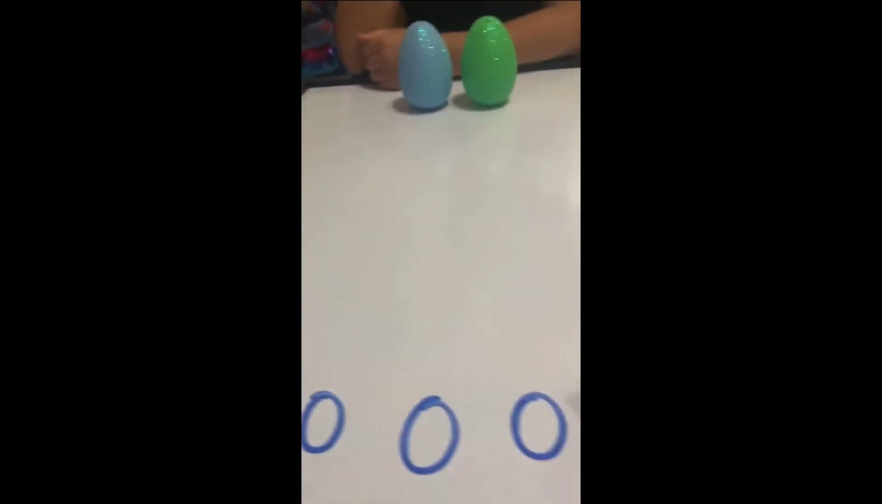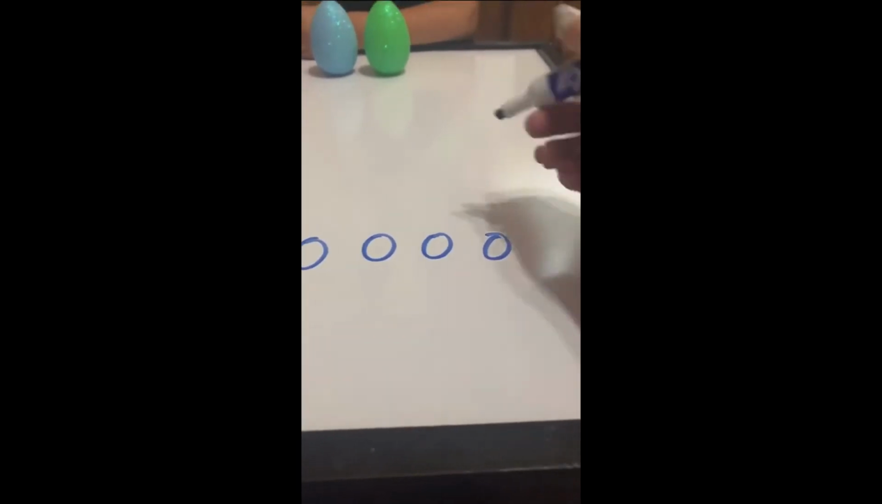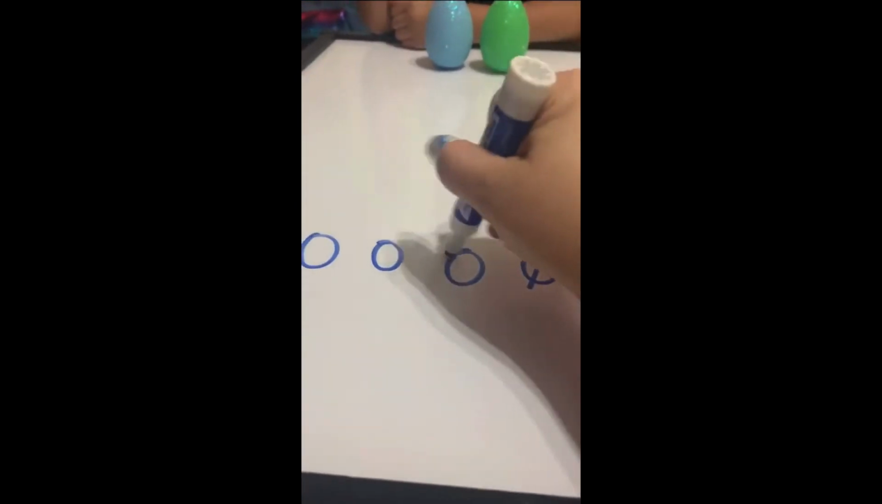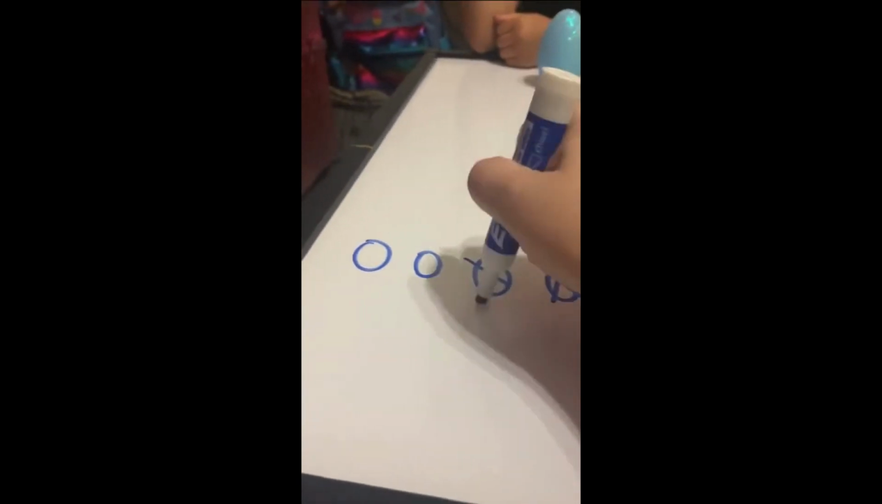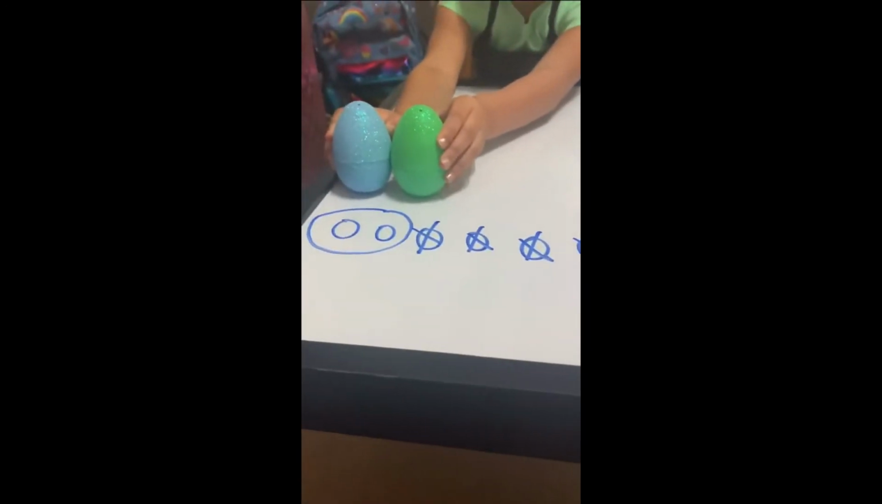So Chef Jordan started with 8 eggs. 1, 2, 3, 4, 5, 6, 7, 8. There's our 8 eggs, okay? And a customer came and bought 6 of them. I like to start at the end just because it's easier to see. 1, 2, 3, 4, 5, 6. And we are left with 2 eggs.